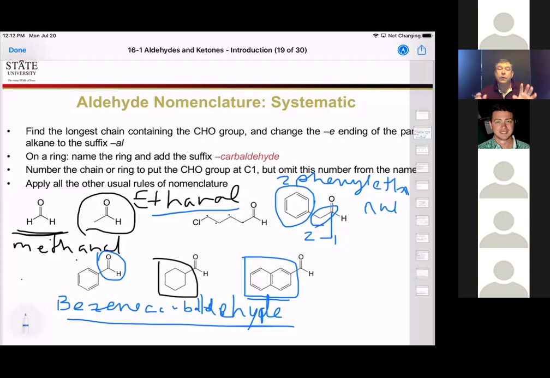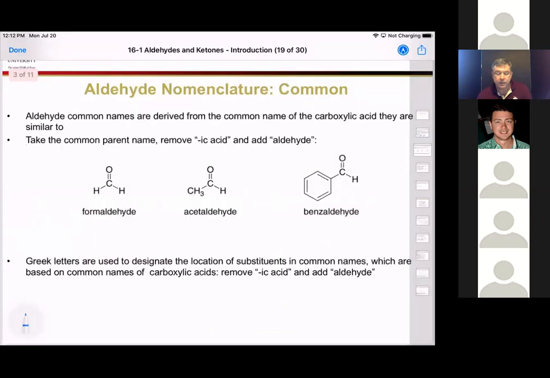Okay, so we're getting the idea that if the aldehyde is changing the name, a long chain is going to have an AL, but if it's a ring or a benzene, we're going to have to use the word carbaldehyde with it. Okay, so there are some common names you will need to remember.